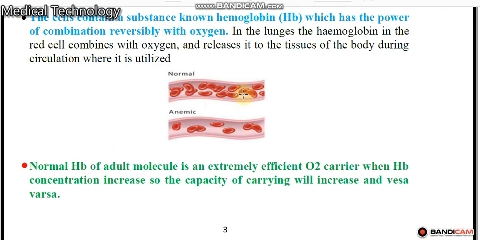This is the normal number of RBCs in a blood vessel. But here, the number of RBCs in a patient suffering from anemia.